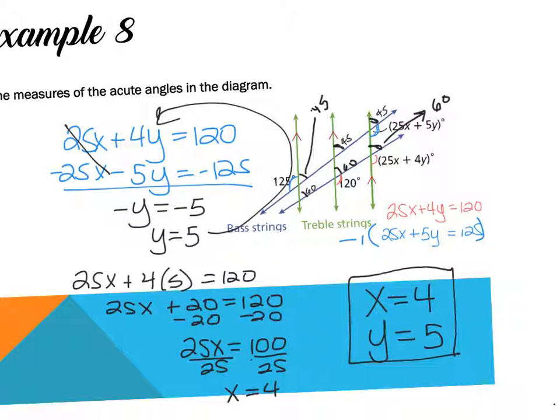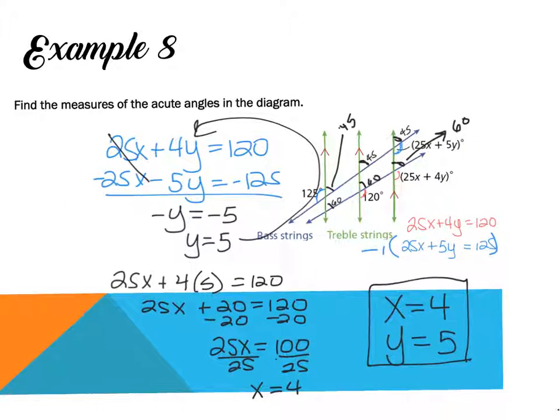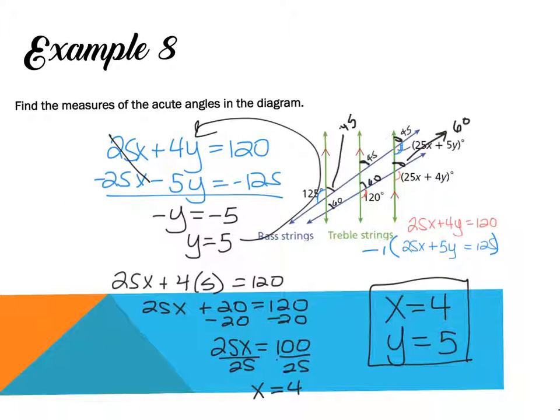What if you did like 180 minus 120 from the beginning? So it would give you the angle measurement, but you'd still have to set up your system to solve for x and y. What would be the measure of 25? That one should equal 120. The 25x plus 4y should equal 120. And the 25x plus 5y should equal the 125.